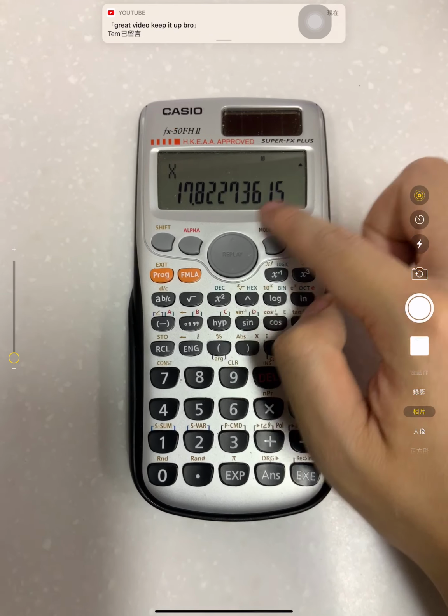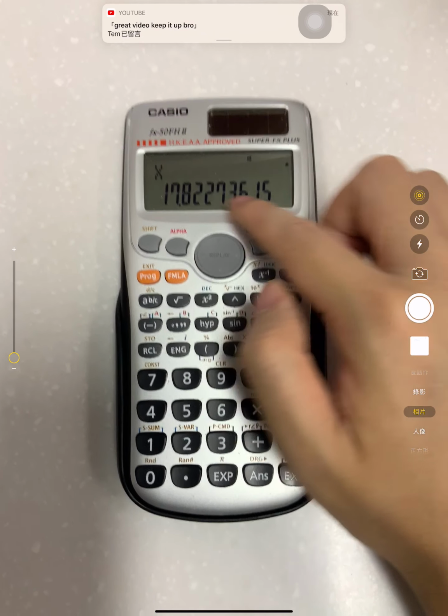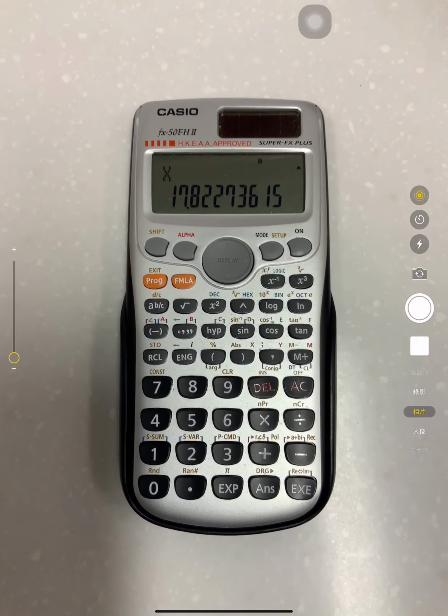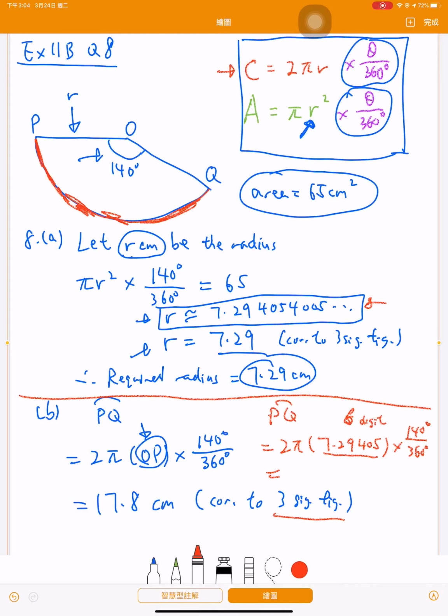This one has some errors in here, right? But it does not affect the 3 significant figures here. So for this way, we also can get 17.8 cm correct to 3 significant figures. Okay, understand? So we have 2 ways. That is, use the symbol to represent the whole number, the exact value, or we may use more digits. Okay, at least 5 digits.